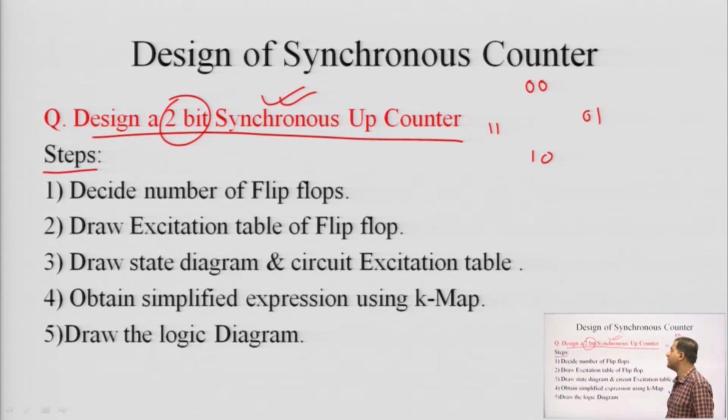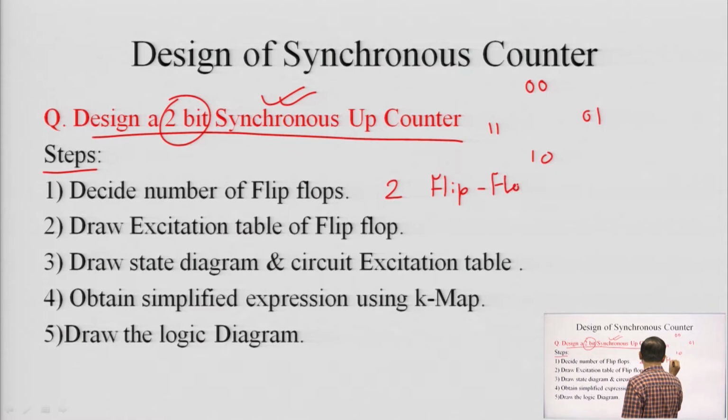First of all, we have to decide the number of flip flops, because we have already said that counters are nothing but a group of flip flops. How many flip flops we need is given in the question itself: 2-bit. So, 2 flip flops are needed. If it is called a 3-bit counter, then 3 flip flops. Number of bits is equal to the number of flip flops. So, here we need 2 flip flops.